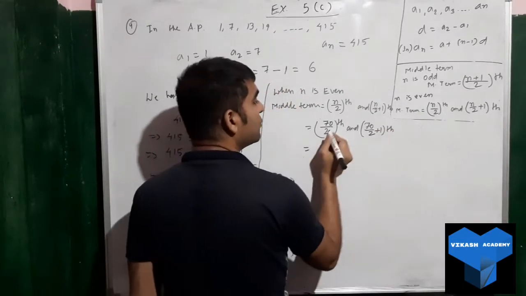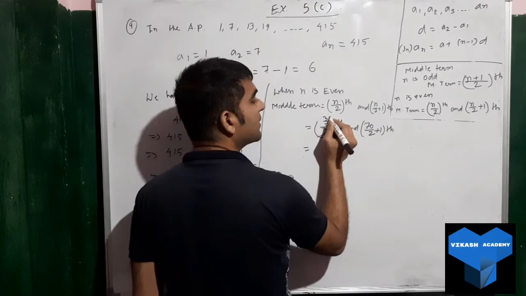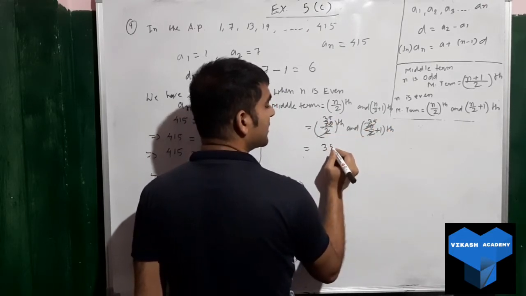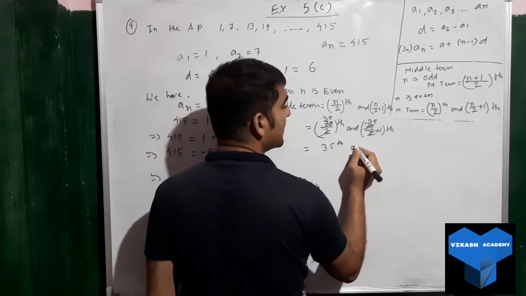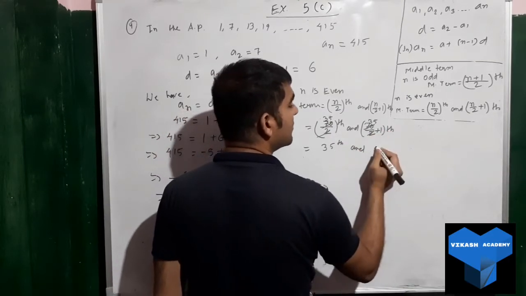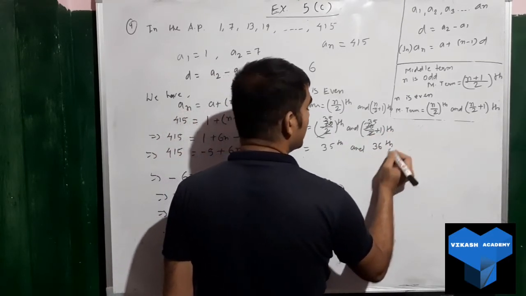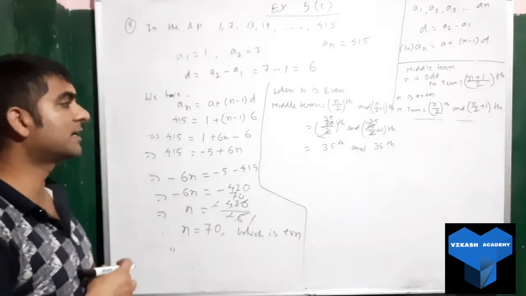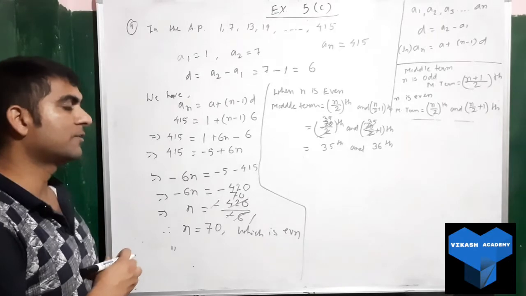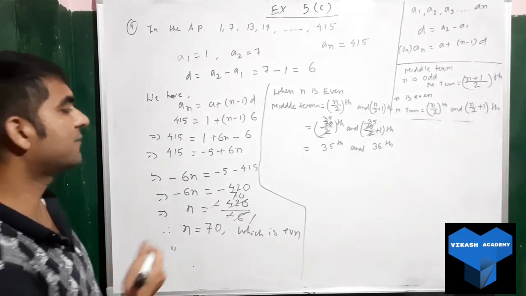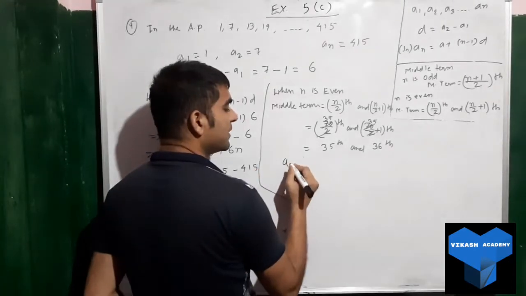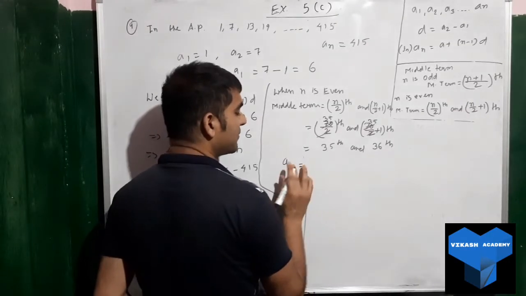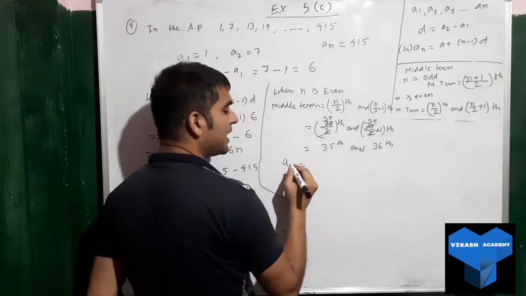Now 2, how many times 70? 35. Then 2 we have 35, so it will be the 35th term. And 35 plus 1 will be 36. We got 35 and 36 as the middle terms. So we have to find this 35th term and 36th term. Okay, so let us find T35 or A35.